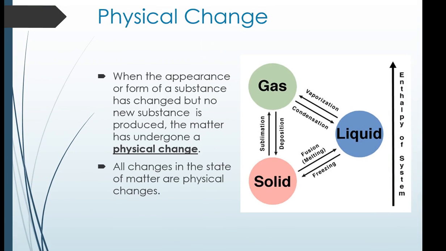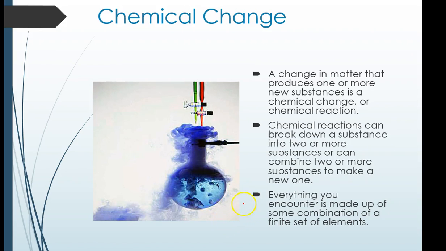So like I just said, physical changes are when the form of the substance has changed, so the shape, the form, but we don't produce anything new. So all changes in the state of matter, vaporization, condensation, melting, freezing, sublimation, all of these are physical changes. Chemical changes, remember I said, is when matter produces one or more new substances through chemical reactions. And we're going to see that chemical reactions can break down a substance into two or more substances, or combine two or more substances to make a new one.